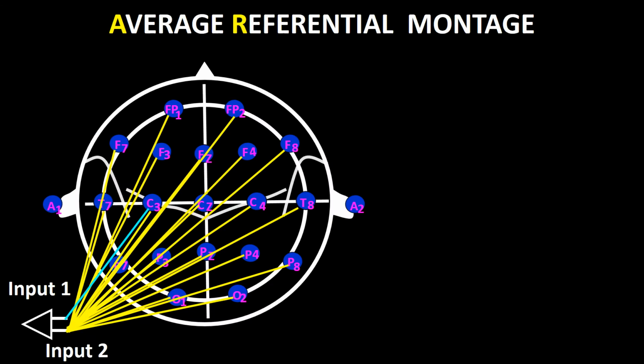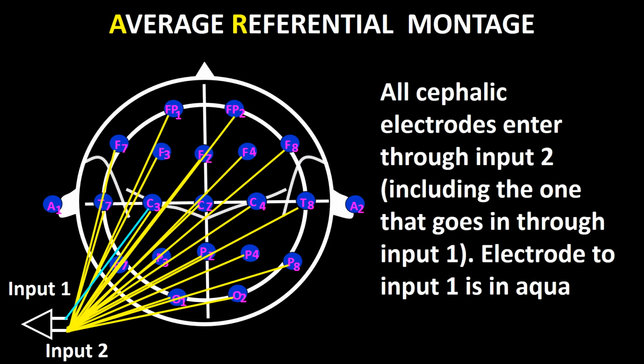This figure represents an average reference montage. As you can see, all cephalic electrodes combined enter through input 2 of the differential amplifier, including the one that goes in through input 1. In this frame, the electrode going through input 1 is represented in aqua.